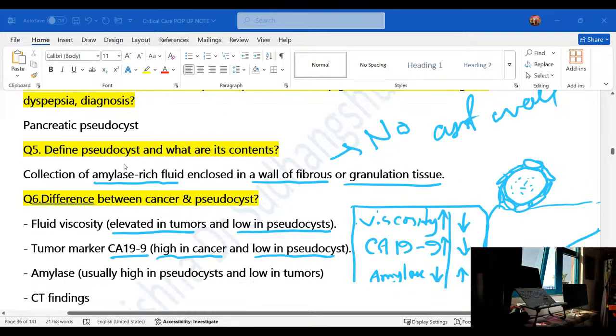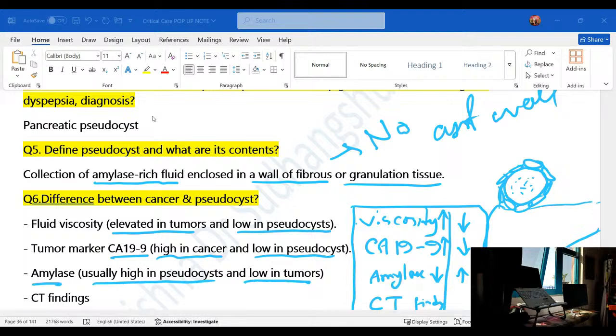5 weeks after the initial attack, the patient presented with epigastric fullness, vomiting, and dyspepsia, and the diagnosis is pancreatic pseudocyst. Define pseudocyst and what does it contain? It is a collection of amylase-rich fluid enclosed in a wall of fibrous or granulation tissue.